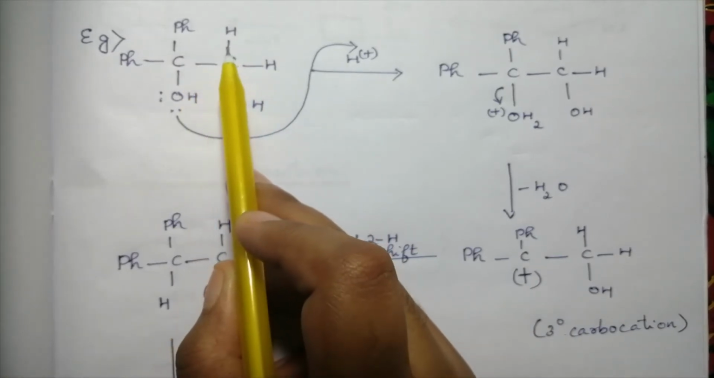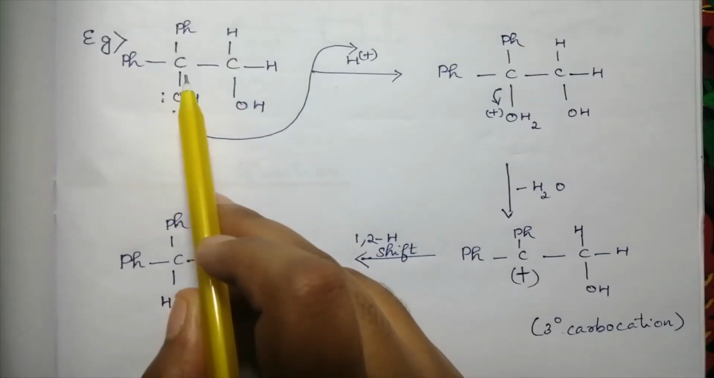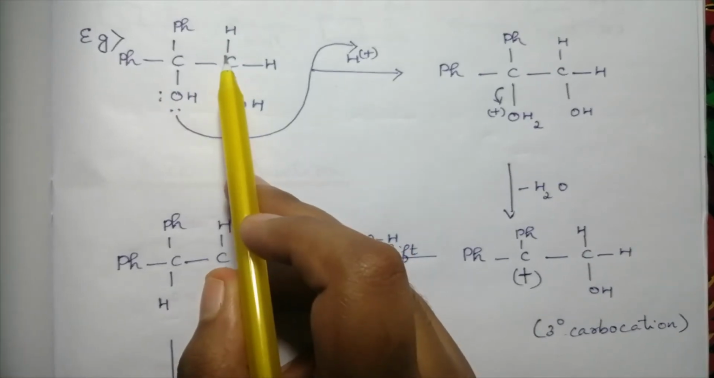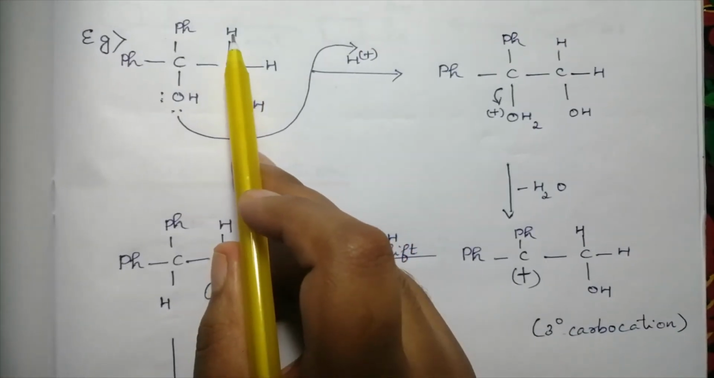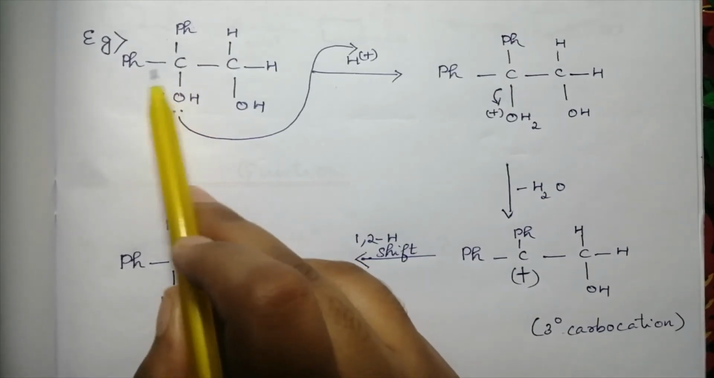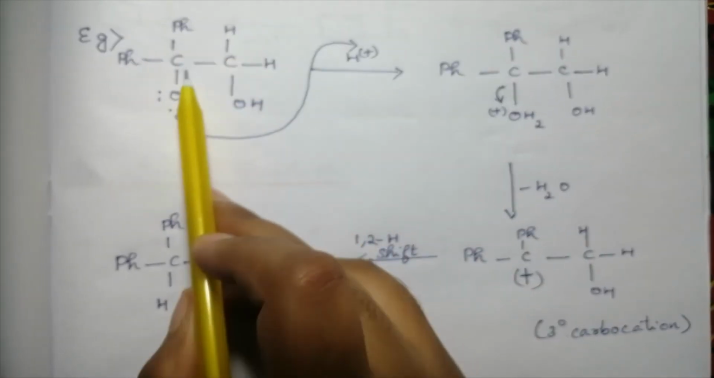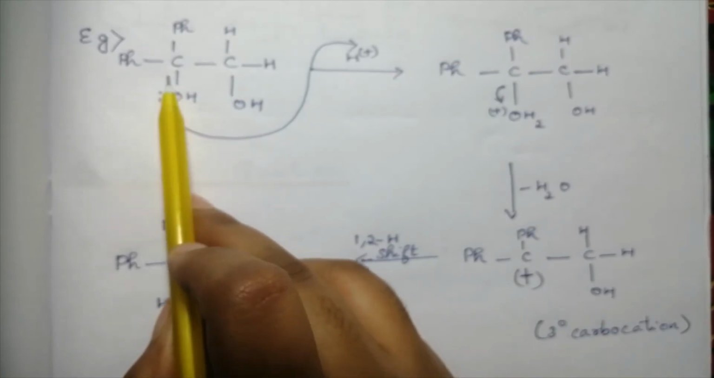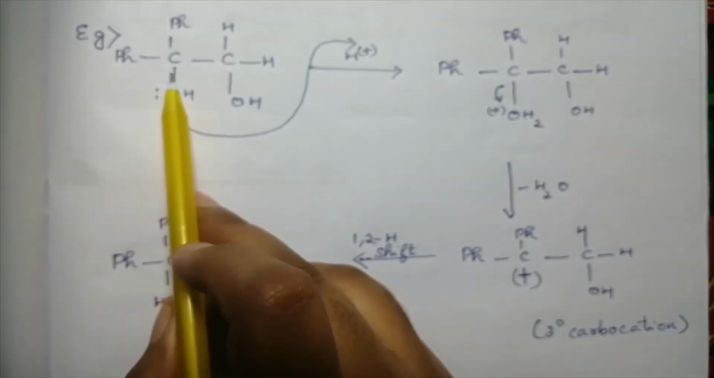So the second step, once the carbocation is formed, is migration of an adjacent group. Now hydrogen can migrate faster. So on this carbon atom, my positive charge should be formed so that my hydrogen can migrate easily to this carbon atom. Okay, so let's look at the mechanism.